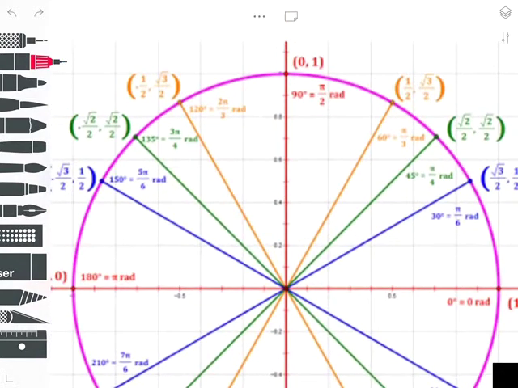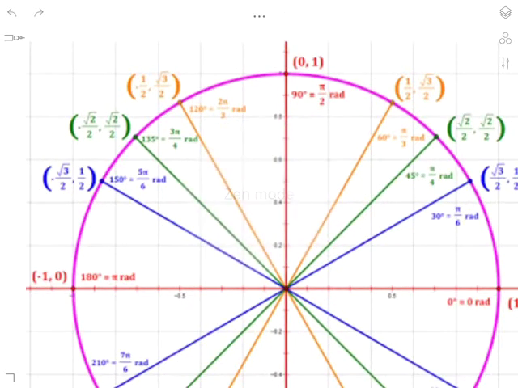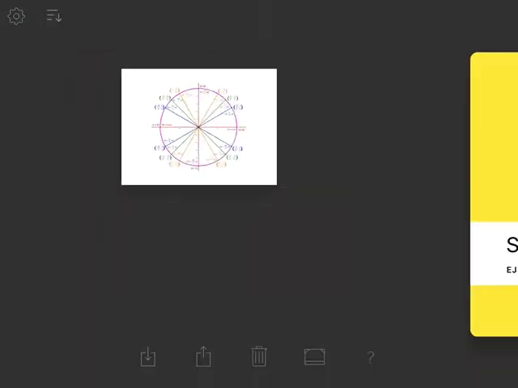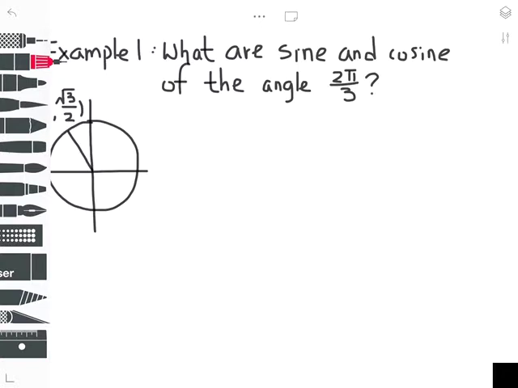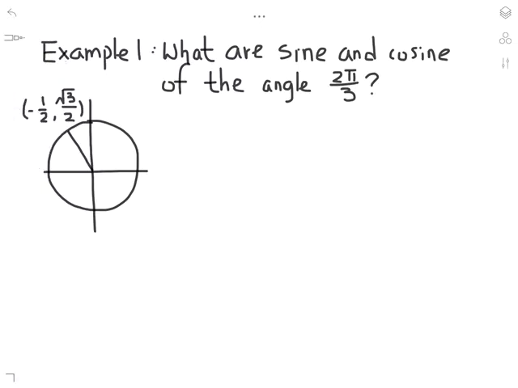So where is 2 pi over 3? As you can see, it's going to be this angle measurement here, 2 pi over 3. That's where we're going to start our example number 1. I also copied over the coordinates. So 2 pi over 3 has a coordinate of (-1/2, √3/2). So this is the angle 2 pi over 3.